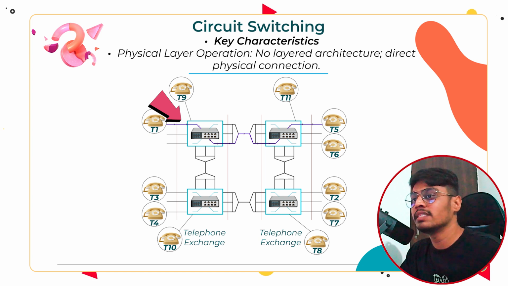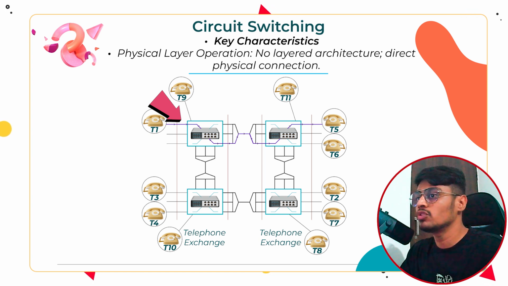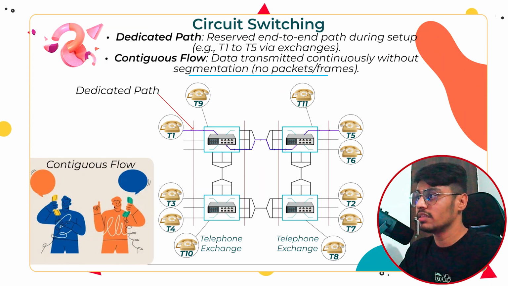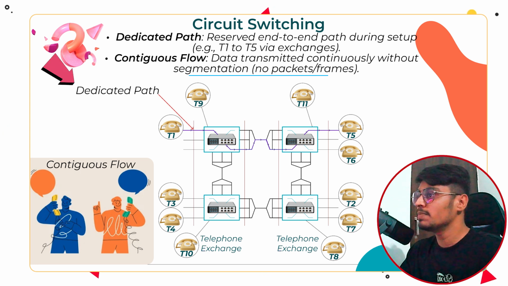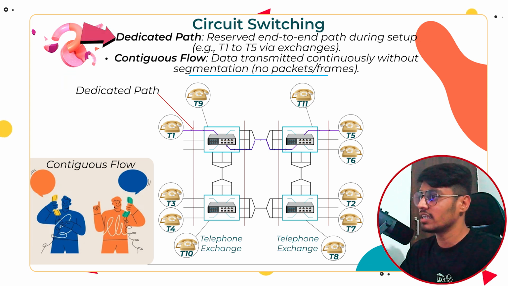Here in the diagram, we can see there are switches and all the devices are connected with switches. Let's say T1 wants to talk to T5, which is in another city. So we have to establish a connection between them. Remember this important key point: circuit switching uses a dedicated path. This means even though these people aren't connected point to point directly, it appears as if they have a dedicated connection. Once the connection is established, you can talk as long as you want until you disconnect the call.